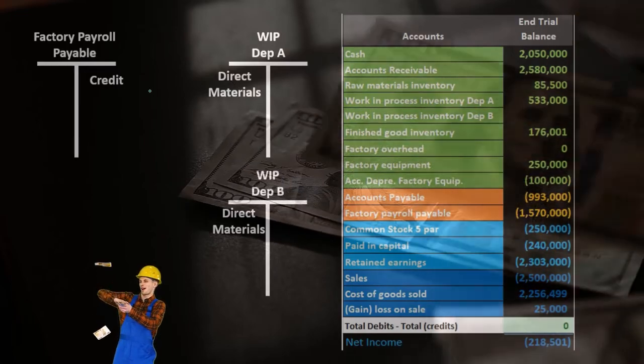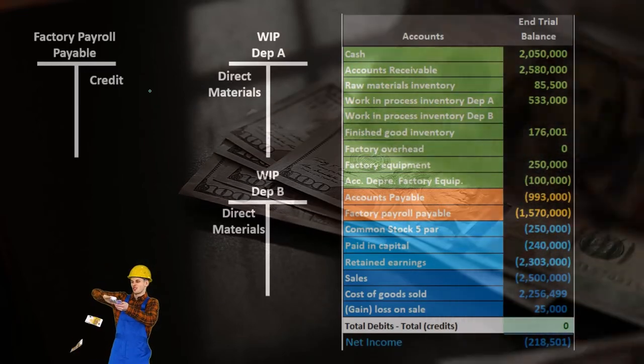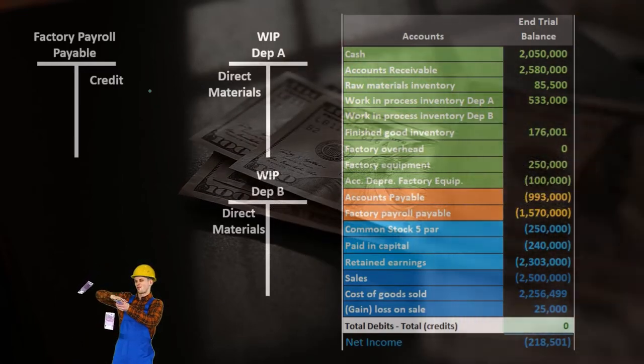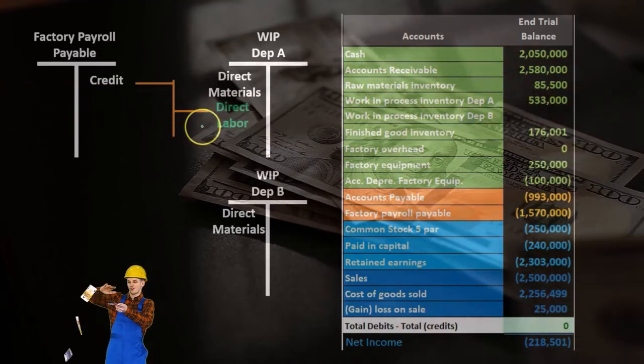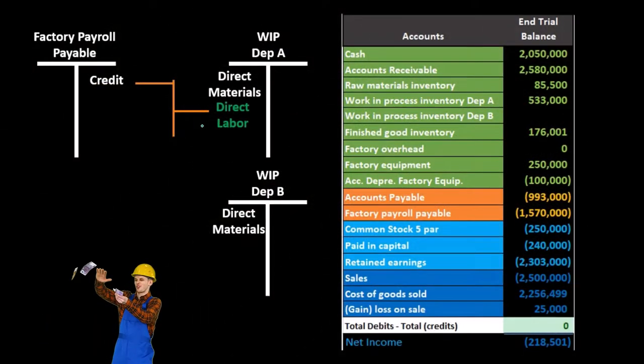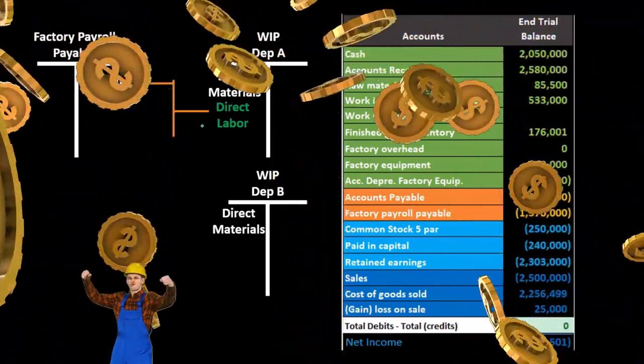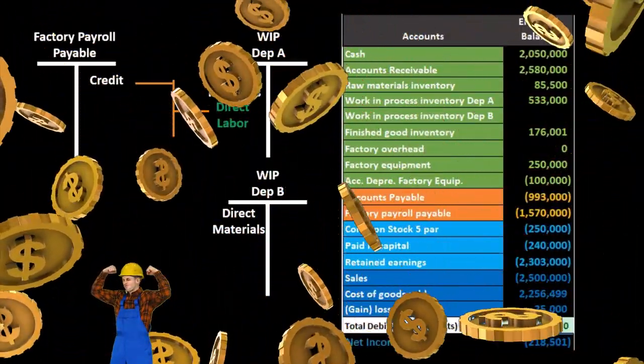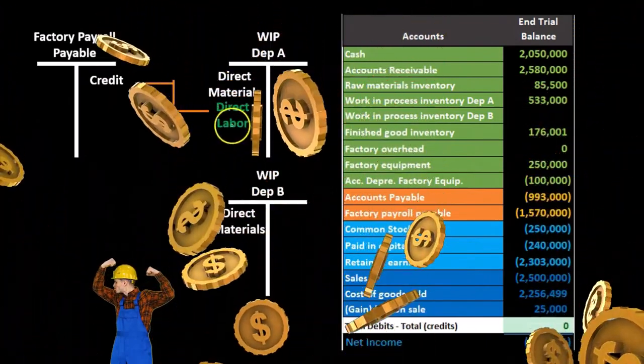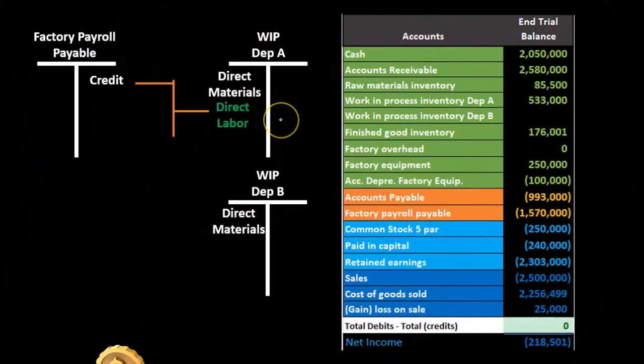So we're going to credit the liability as if we haven't yet paid the payroll yet, instead of cash. And then we're going to debit the work in process instead of an expense for wages expense or payroll expense, because these people are working on the inventory that's not yet completed, therefore work in process. Again, most of it will probably be in Department A, because that's where most of the work is done.